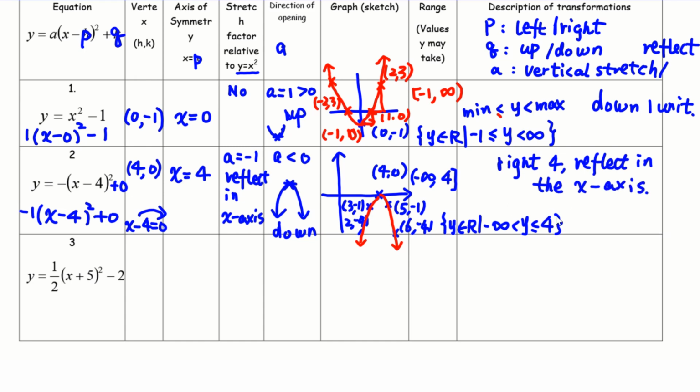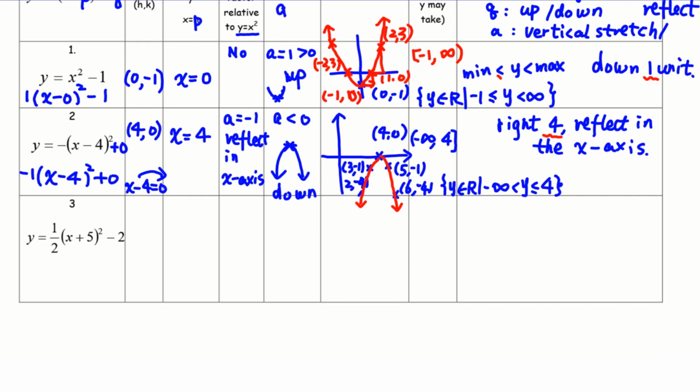If the A value is not 1, then you write vertical stretch by a factor of the numerical A value. When we are describing the transformations, we want to use measurable numbers, so they will be positive numbers. We use words to describe: up, down, left, right, reflect.